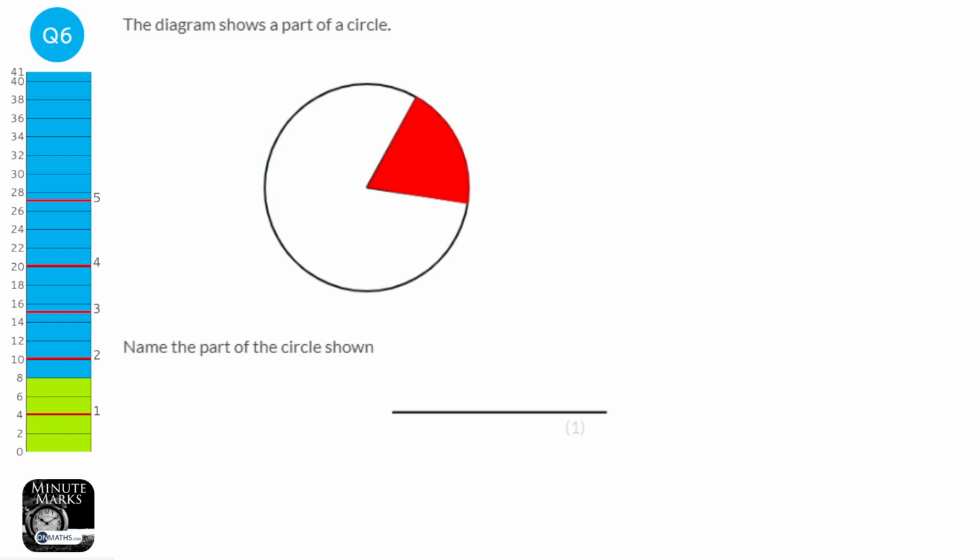If you've got a line just going to the center, if I can draw it properly, then that's called a radius. If you've got a line that touches the circle just on one point like that, that's a tangent. But in this case, we have a sector.